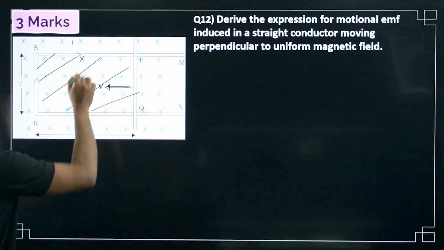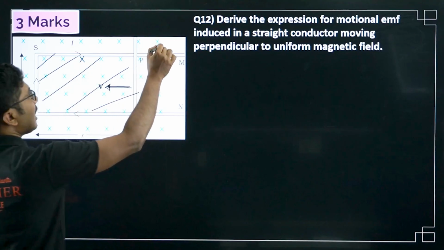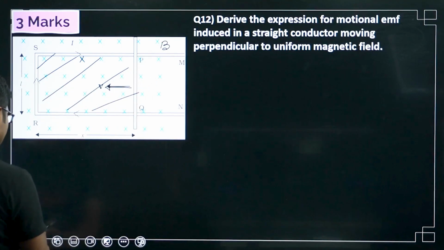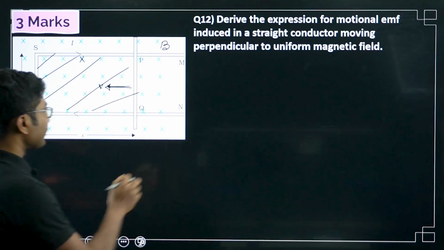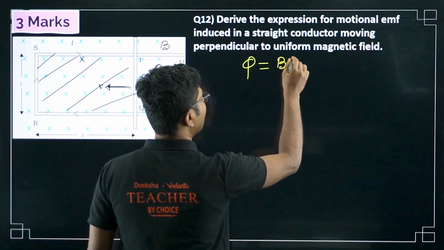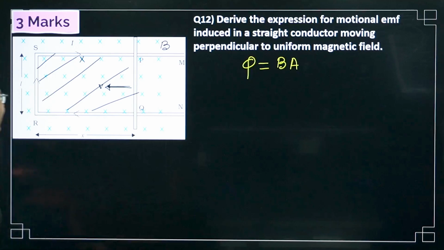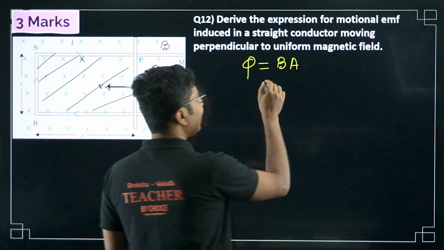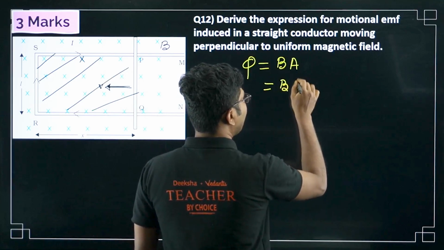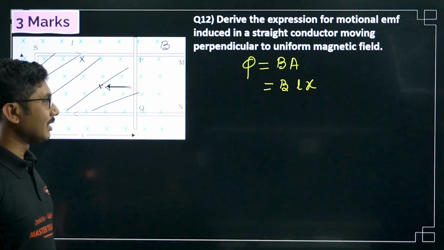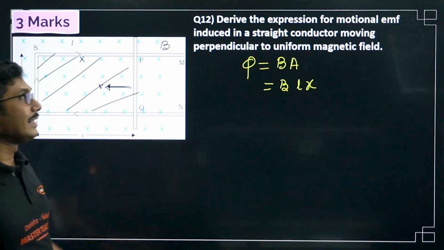This cross obviously represents the magnetic field B, and what is the flux linked with this? You have to start with the expression for flux. Flux is magnetic field into area. Now what is area in this case? Area is length into breadth. So length is L, and breadth is x. So this is the flux linked with the coil.